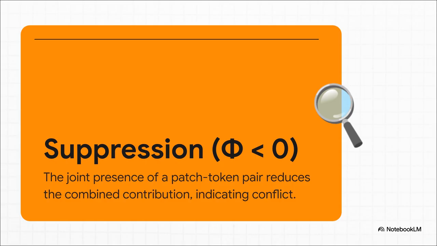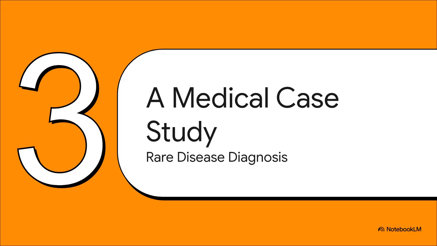Now, sometimes this is a good thing. The AI might be correctly ignoring a misleading piece of information. But as we're about to see, this can also be the very thing that causes the AI to make a huge mistake. All right, enough with the theory.